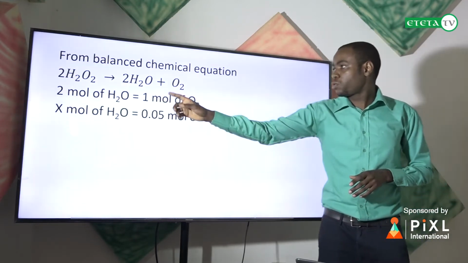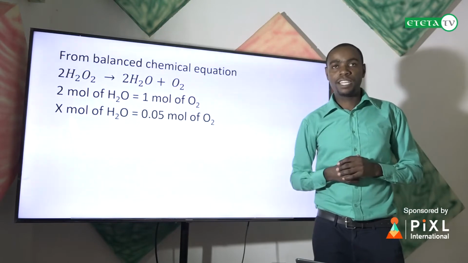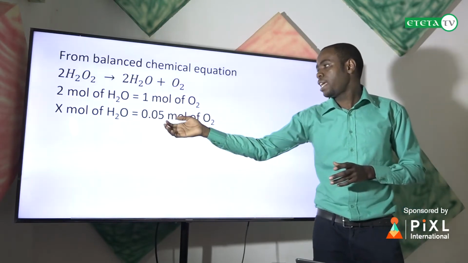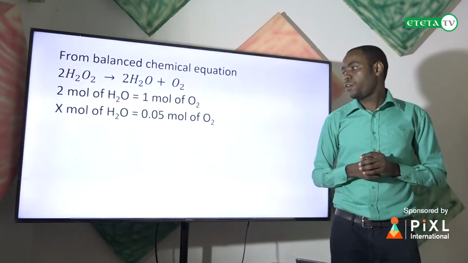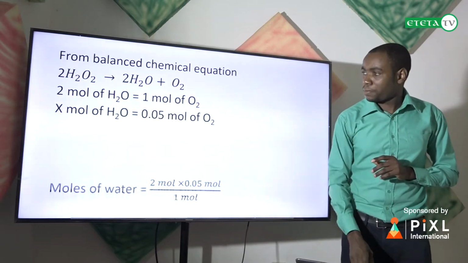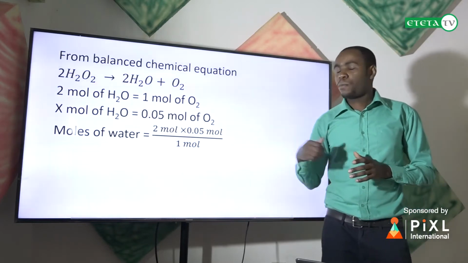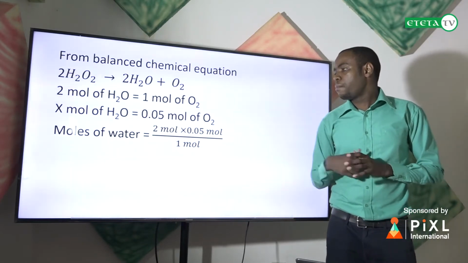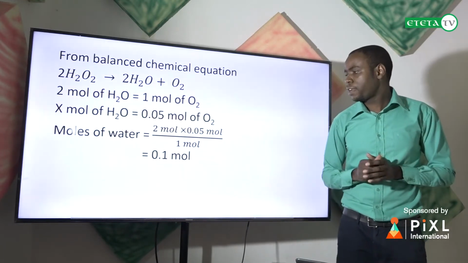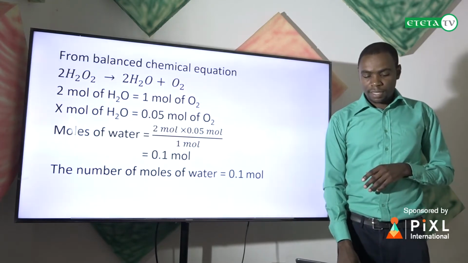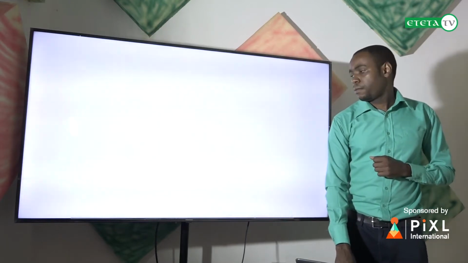So from the equation, 2 mole of water is equivalent to 1 mole of oxygen. Now, how many moles of water is equivalent to 0.05 mole of oxygen gas? By using cross multiplication, number of moles of water is equal to 2 mole multiplied by 0.05 mole, divided by 1 mole. Now, the number of moles of water is equal to 0.1 mole.